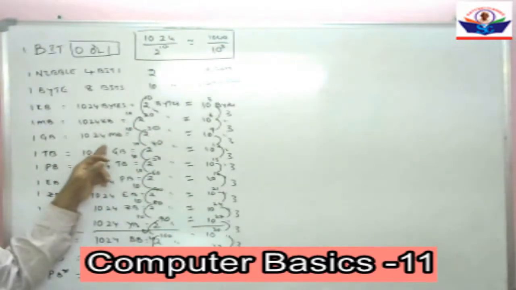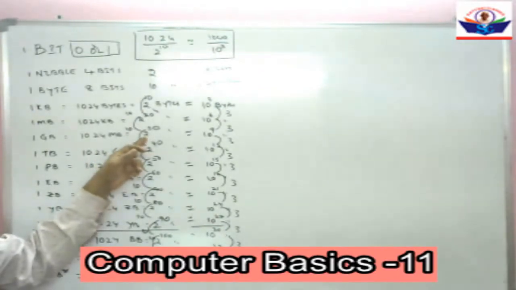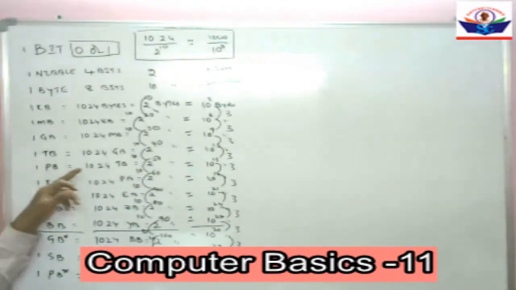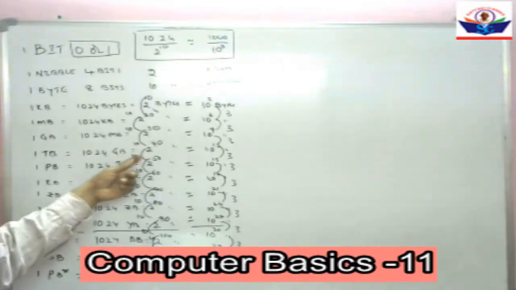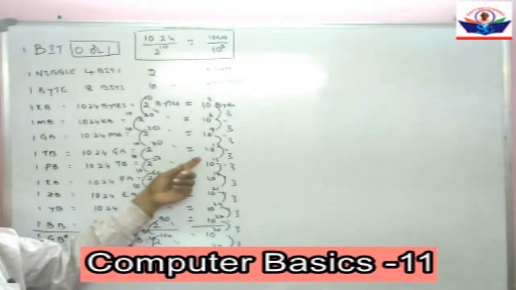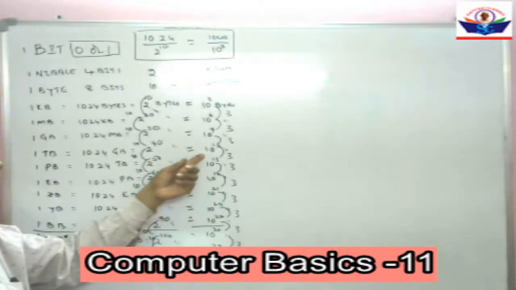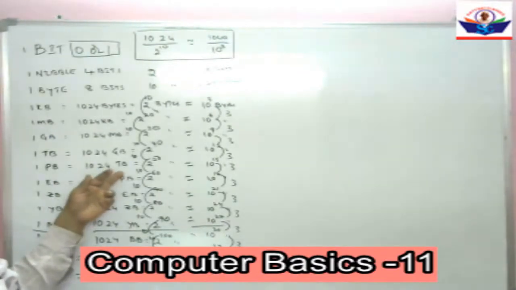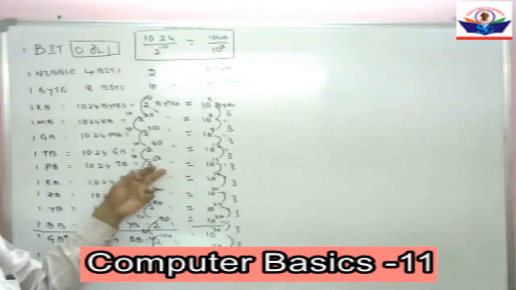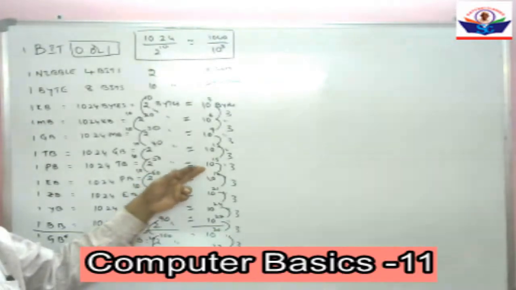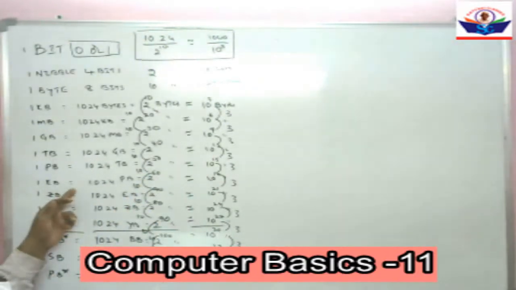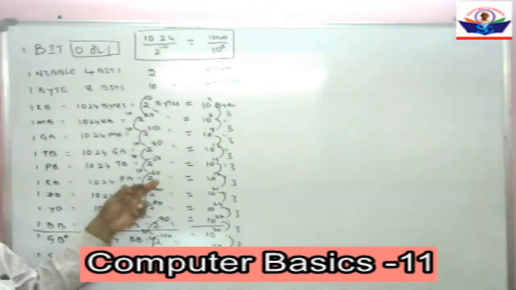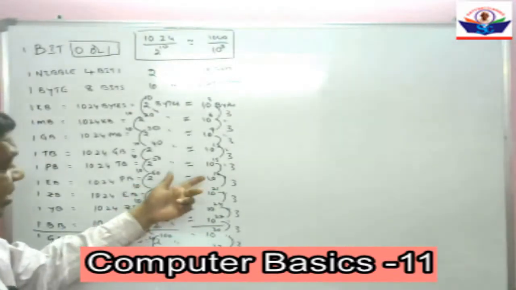1 GB is equal to 1024 MB, which is equal to 2 to the power of 30 bytes, which is approximately equal to 10 to the power of 9 bytes. 1 TB is equal to 1024 gigabytes, which is equal to 2 to the power of 40 bytes, which is approximately equal to 10 to the power of 12 bytes. 1 PB, 1 petabyte is equal to 1024 terabytes, which is equal to 2 to the power of 50 bytes, which is approximately equal to 10 to the power of 15 bytes. 1 exabyte is equal to 1024 petabytes, which is equal to 2 to the power of 60 bytes, which is approximately 10 to the power of 18 bytes.